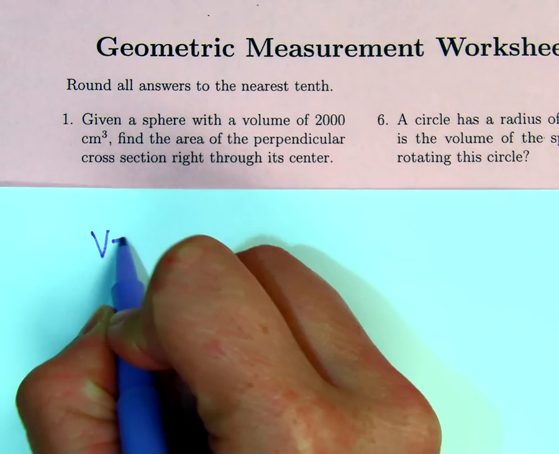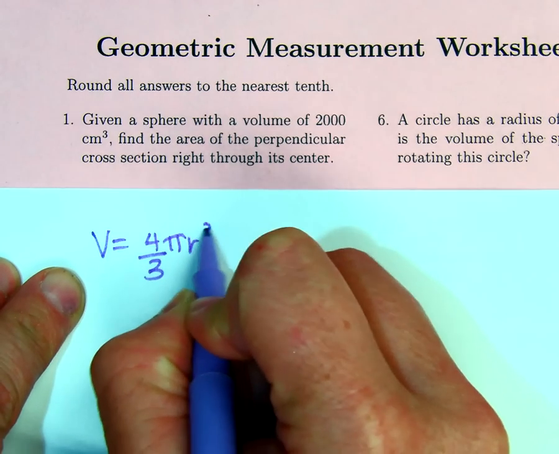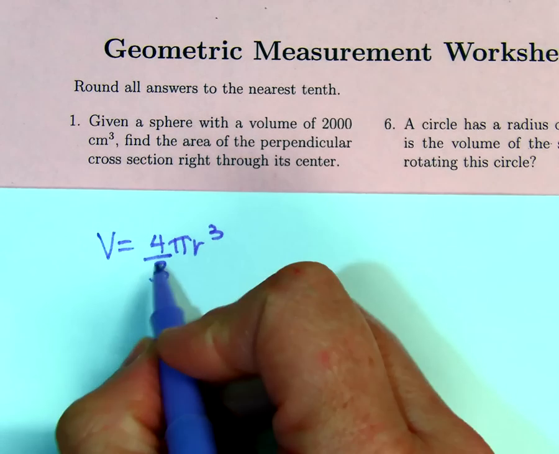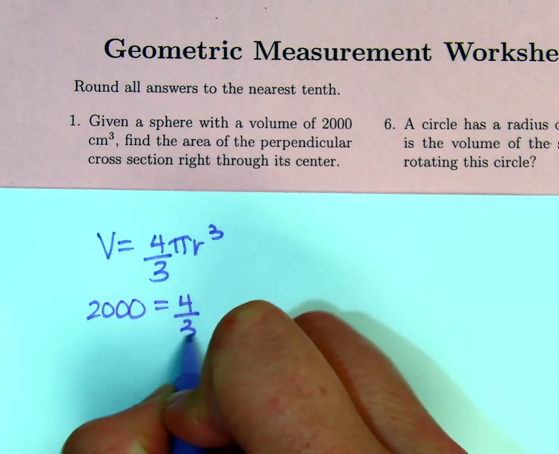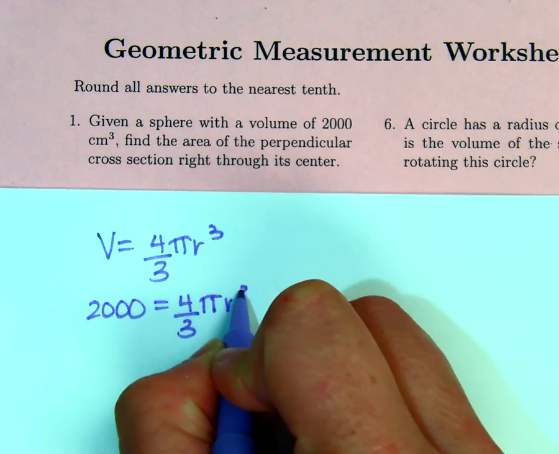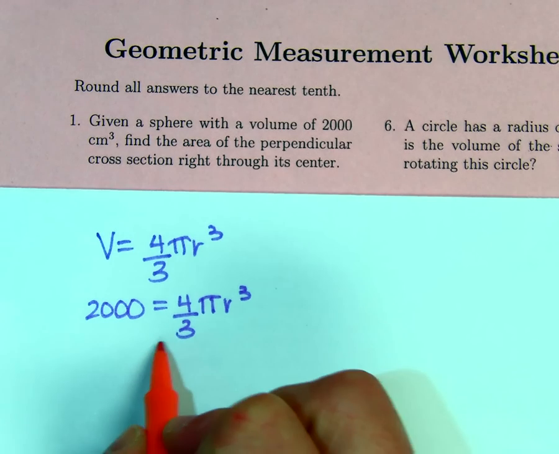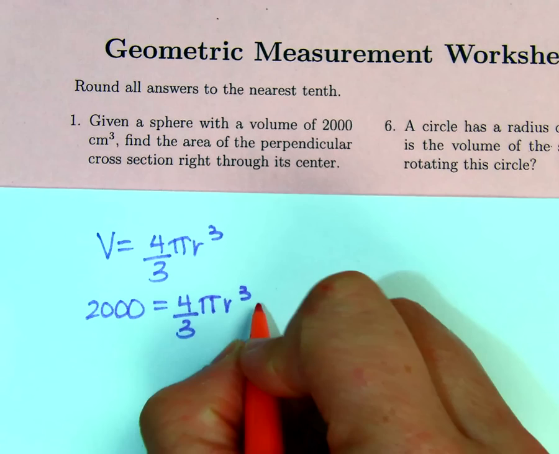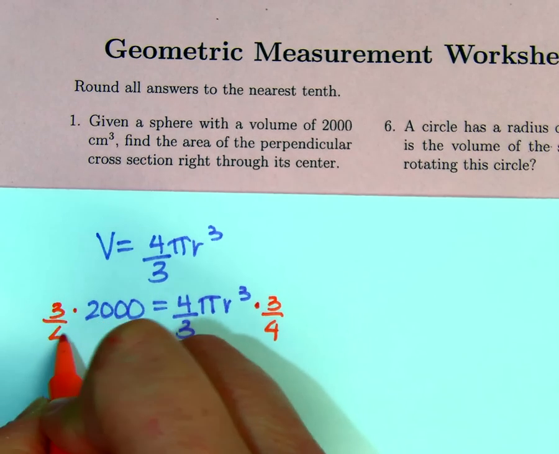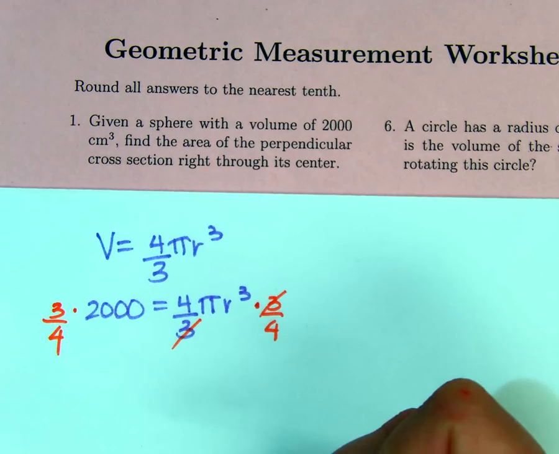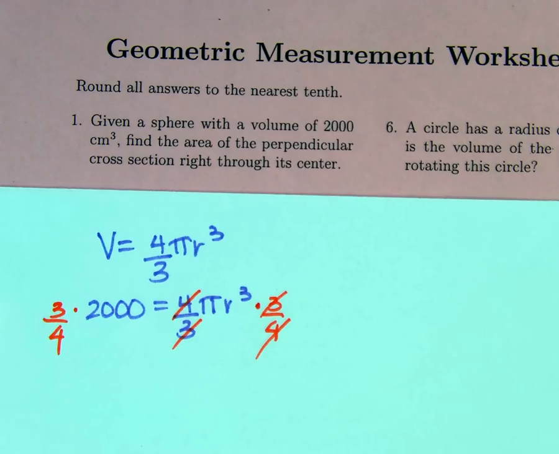So the volume equals 4/3 pi r cubed. The volume I have is 2,000. And then I need to solve for the radius. I can either divide by 4/3, or I can multiply by the reciprocal of 3/4. So the 3's are going to cancel and the 4's are going to cancel. So let's see what I get.